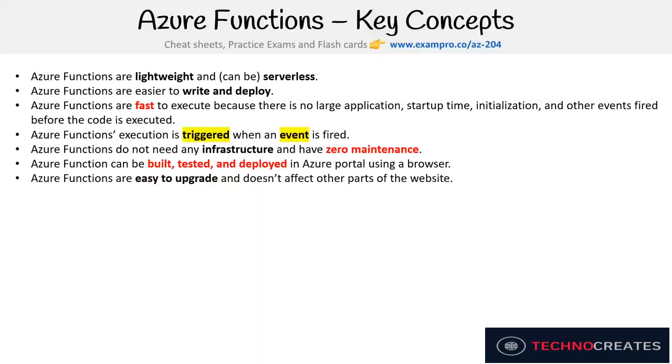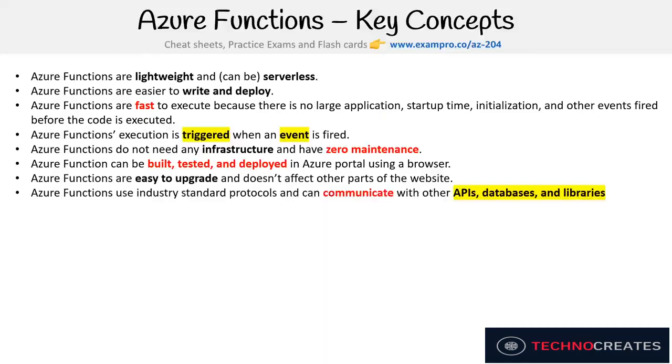Azure Functions are easy to upgrade and doesn't affect other parts of the website. Again, this is subjective based on the code that you have to upgrade, right? Or functionality that they change. So, generally it's true. It can be easier in isolate to update parts of your application because they're all little functions, but there are exceptions to that. Azure Functions use industry standard protocols, probably HTTPS here, and can communicate with other APIs, databases, and libraries.